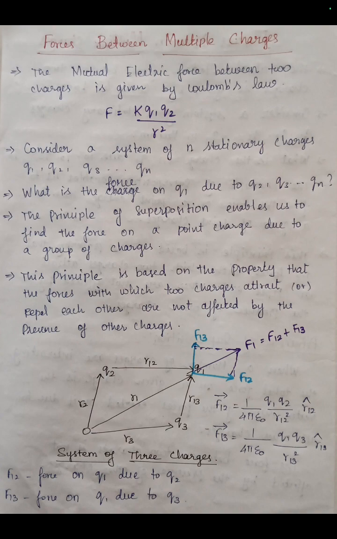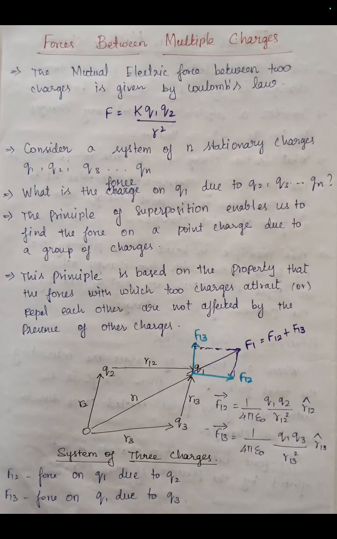And F13, the force on the charge Q1 due to Q3, becomes 1 by 4 pi epsilon naught Q1 Q3 by R13 square R13 cap. So this is also a unit vector. R13 cap is the unit vector which shows the direction of the force on the charge Q1 due to Q3. Now look at the direction of these two forces. These two forces are acting at a common point. According to the parallelogram law of addition, when two vectors are acting at a common point, the resultant vector will be along the diagonal of these two vectors.